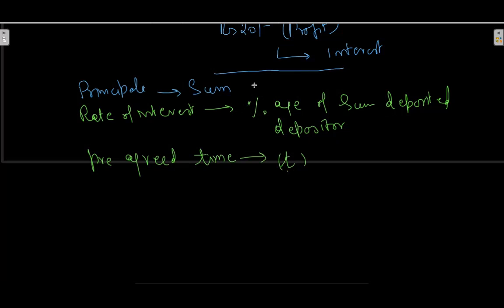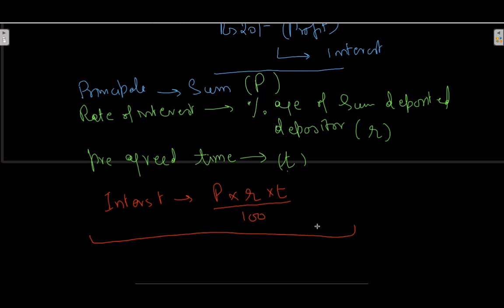Generally, principal is denoted as capital P, rate of interest is small r, and time period is T. Now, the formula to calculate interest is principal into rate of interest into T. Since rate of interest is in percentage, we divide it by 100. This is how we calculate the interest.